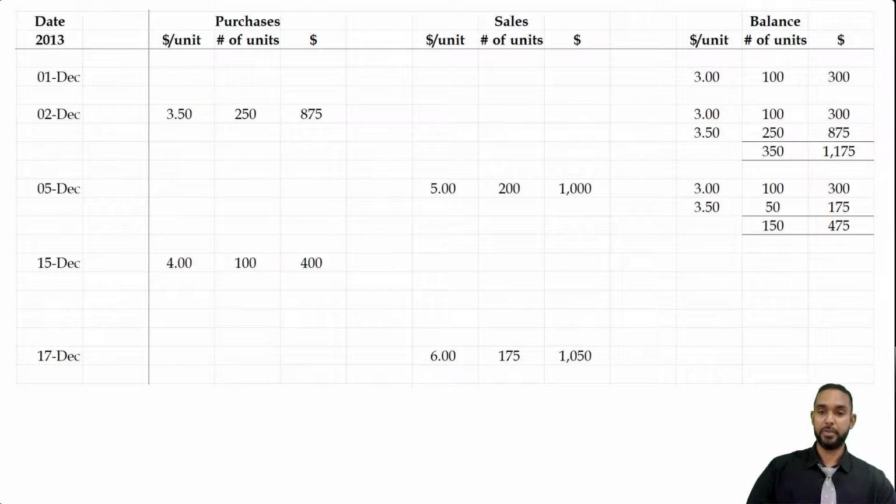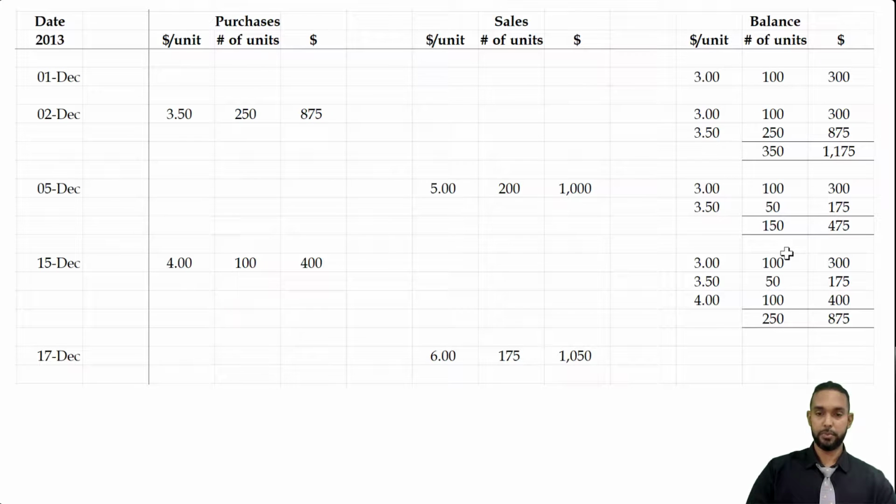And our total value that remains is now $4.75, composed of 150 units, 100 worth $3 each, and 50 worth $3.50 each. Now on the 15th, we are seeing that we buy 100 more units at $4 each. Now what does that mean for our ending inventory? Well, it means we're going to have three separate batches of ending inventory. The same opening stock, 100 at 3. Then we have the 50 units left from batch 2, and we have a fresh 100 units from batch 3. So our total count would be 250 units, and we have a total value of $8.75.